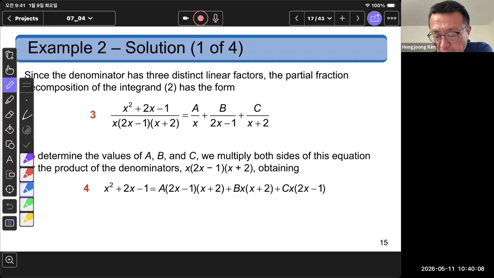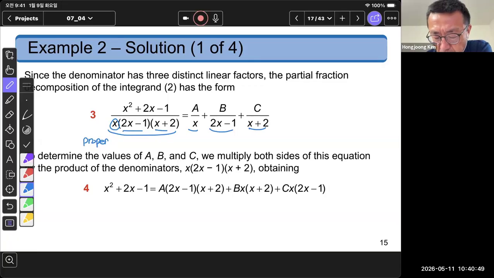Okay. Here's what I'm telling you. As I said, when the denominator of a proper rational function is split into a product of three distinct linear factors, then it can always be written as the sum of these three types of partial fractions. Those functions are called partial fractions. Then how can I find A, B, and C? Well, as I said, you multiply Q(x) to both sides.